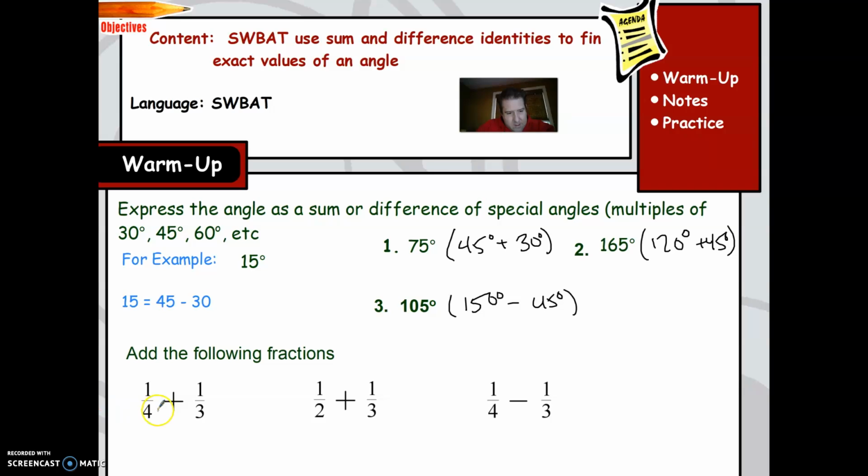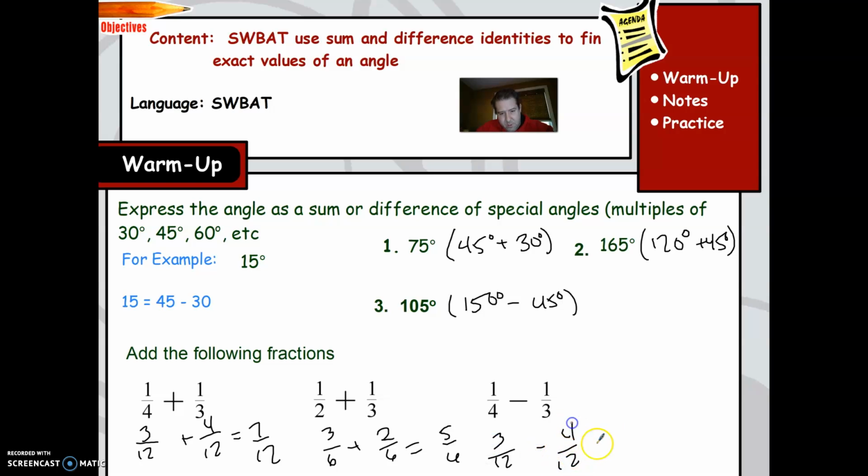Adding the following fractions. Whenever you're adding fractions, you have to have the same base, so you make them the common denominator, times 3. That's 12 here, so times 4. 3 plus 4 is 7/12. For 1/2, the common denominator is 6, so that's 3/6 plus 2/6, which is 5/6. And then the same thing for the last one. So with 12, 3/12 minus 4/12, which is negative 1/12.